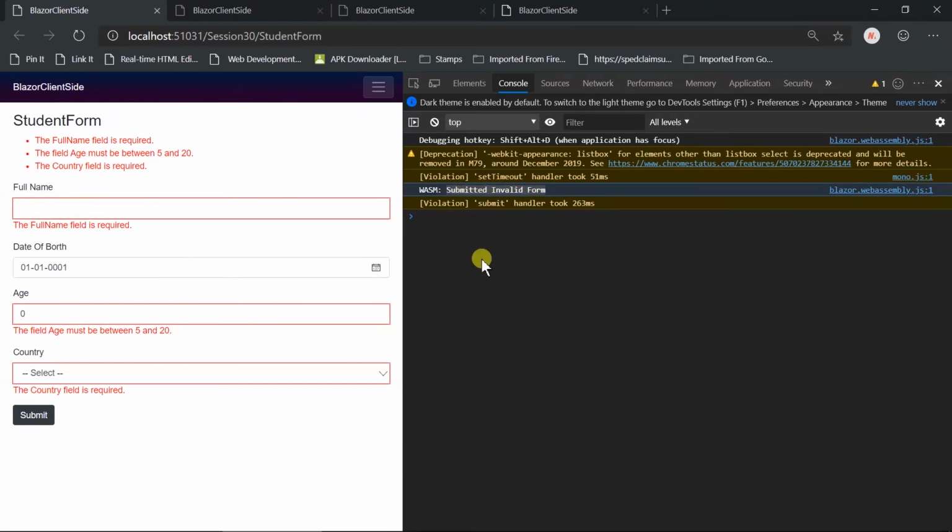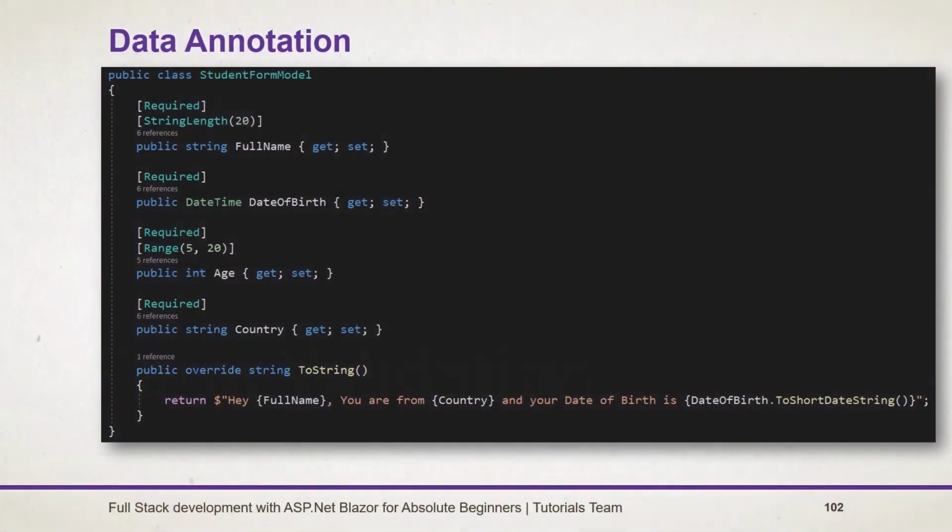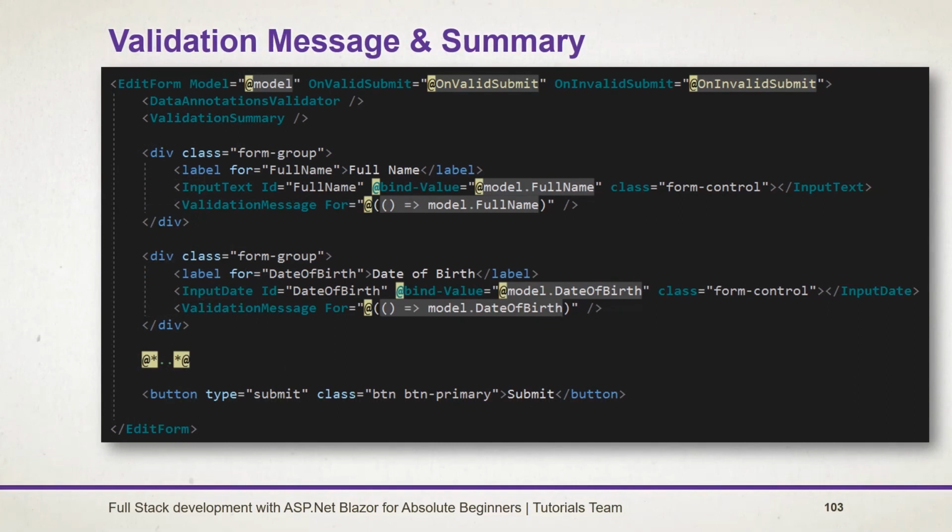Let's see what we have learned in this session. Blazor supports data annotation validations, so we need to use attributes on the model. Here I have used required, string length, and range. Here is our form, in which we listen for OnInvalidSubmit along with the OnValidSubmit event.